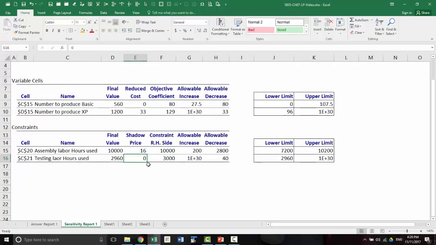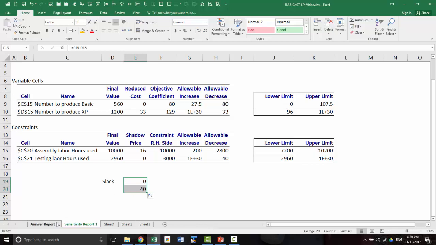The labor hours used, so you can see whether it is slack or not from here. This is the final value, this is the constraint's right hand side. Final value is equal to constraint, so no slack, shadow price is positive. So what is the slack here? We can find slack from, you don't need the answer report because everything that you need is in the sensitivity report. Slack is right hand side minus the final value. That's for assembly and for.